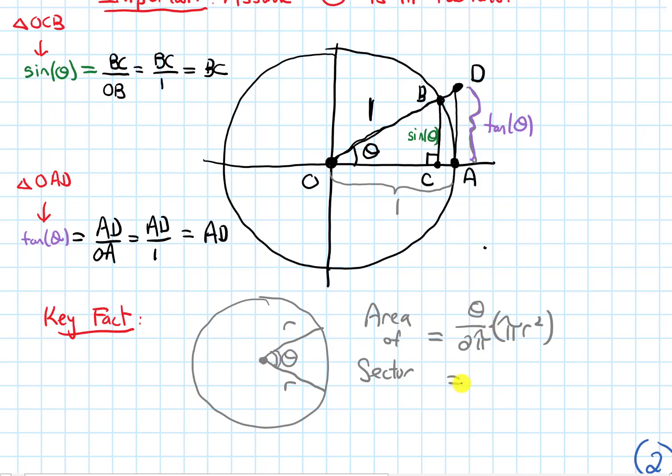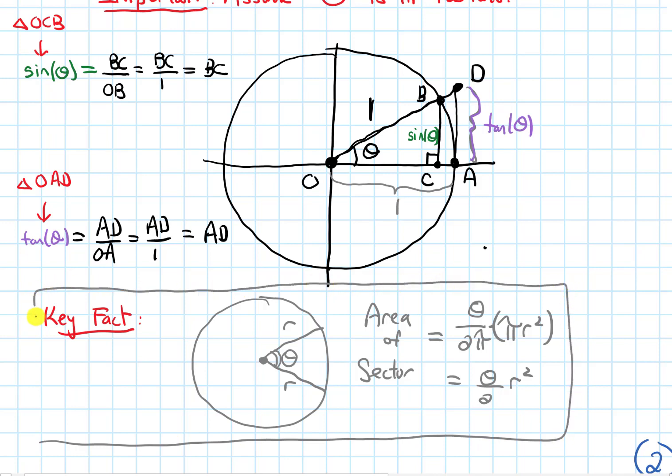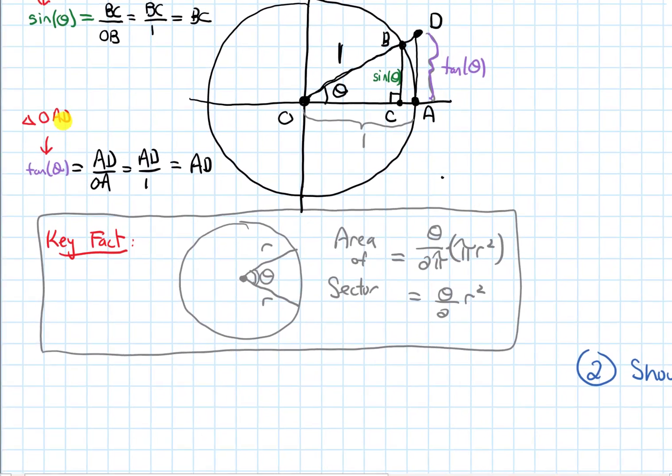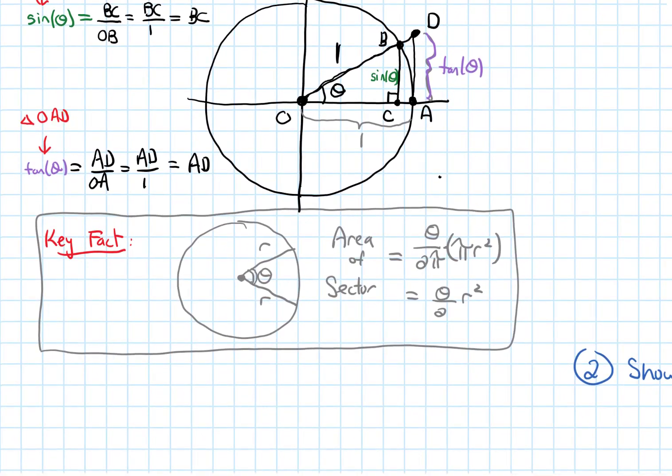And I could simplify this. I could cancel out the pi's and I would get theta over 2 r squared. And that's the area of a sector. I'm going to put this in a little box. So we are going to need this. Okay, so now we're ready for the key idea involving areas.